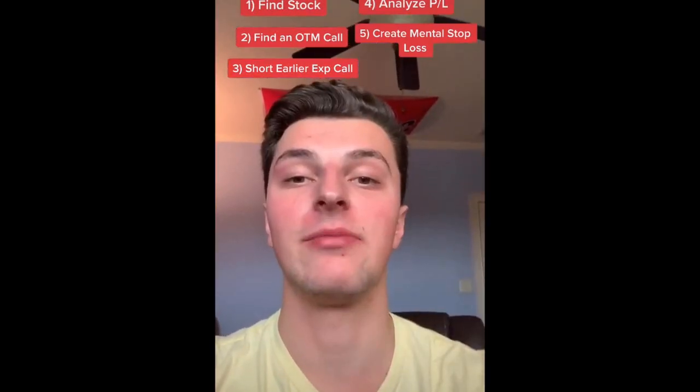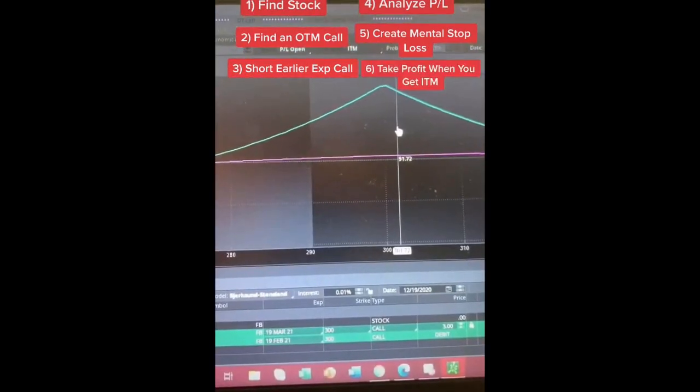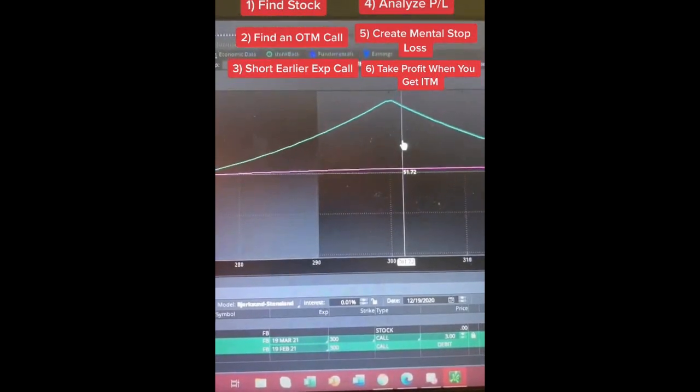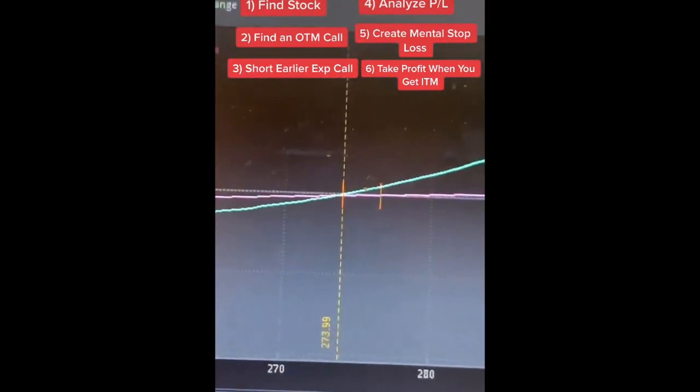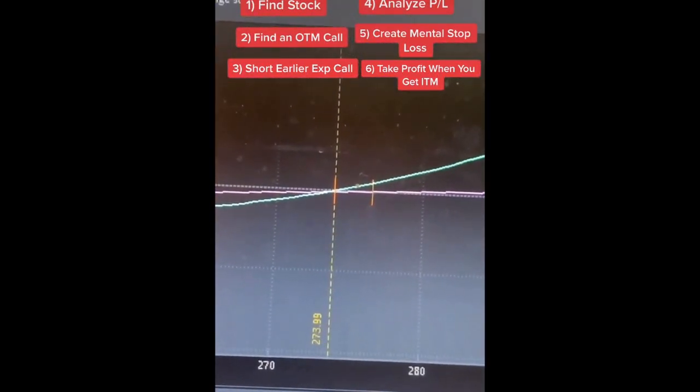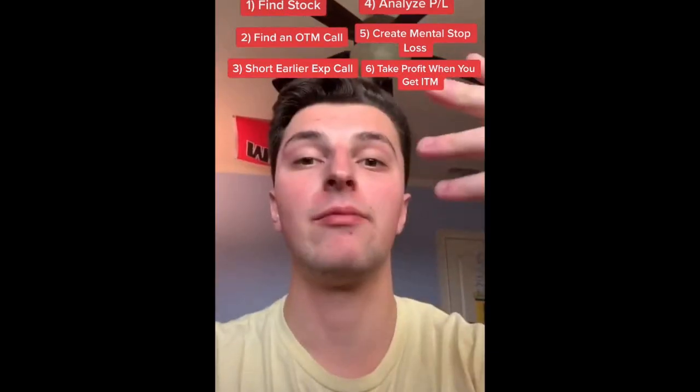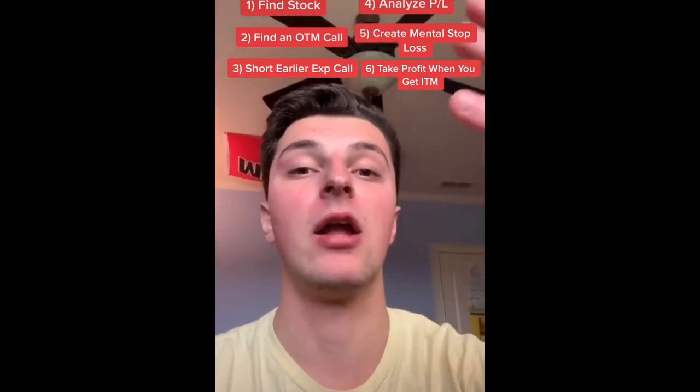Oh, did I mention that time decay actually makes you money? I take profit when the share price hits my strike price so I don't get assigned. As long as the share price is above my break-even points, which are given by these red lines here, I make money. Now I have a potential trade with minimal loss and a lot of upside potential.